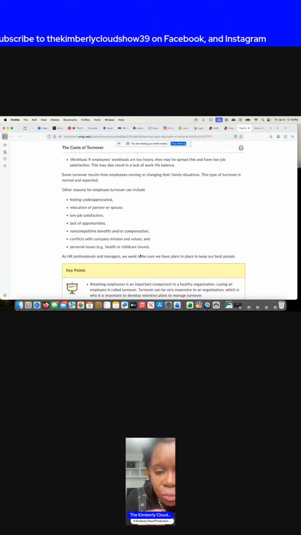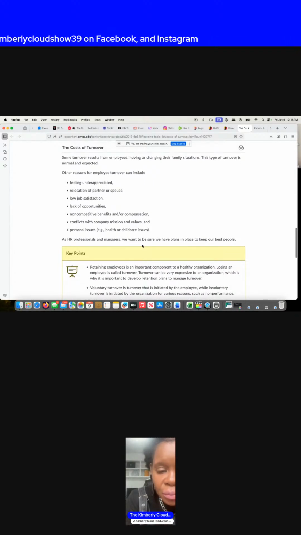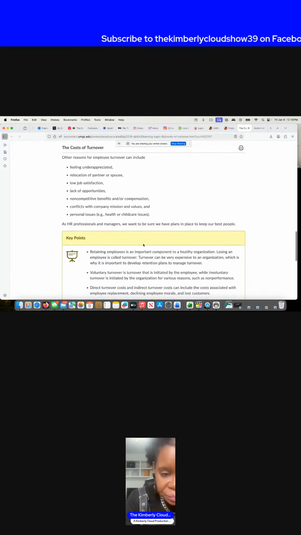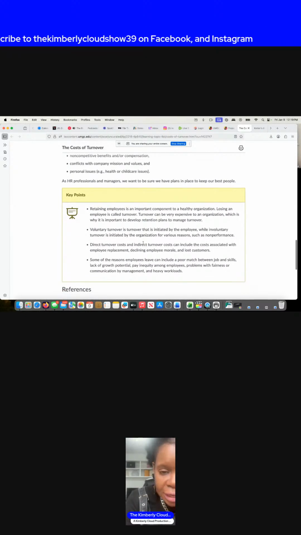Retaining an employee is important to a healthy organization. Losing an employee is called turnover. Turnover can be very expensive to an organization, which is why it is very important to develop retention plans to manage turnover. Voluntary turnover is initiated by the employee, while involuntary turnover is initiated by the organization for various reasons, such as non-performance.